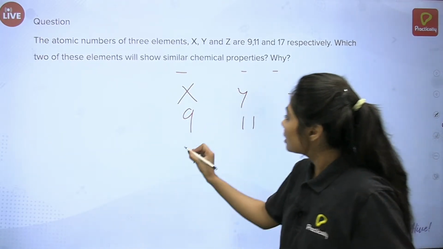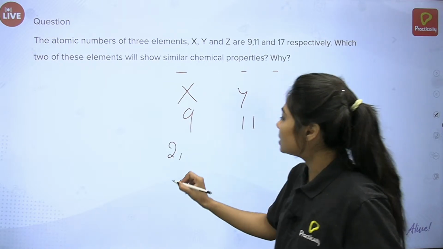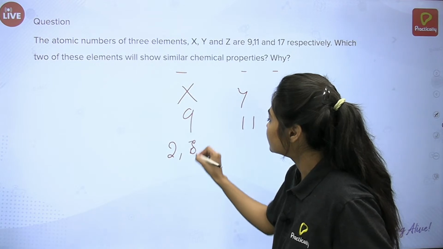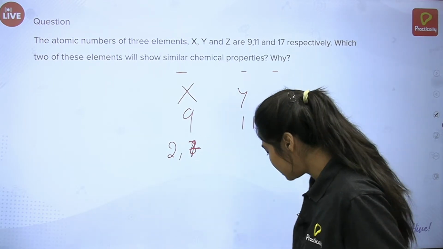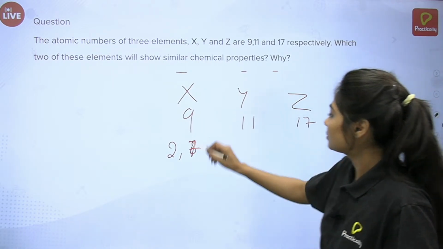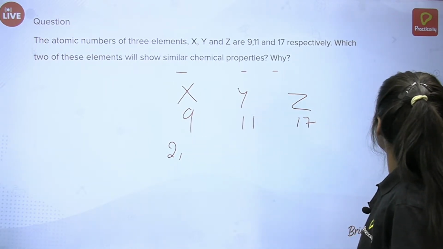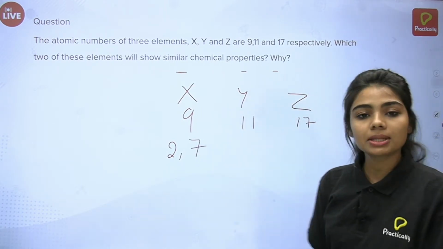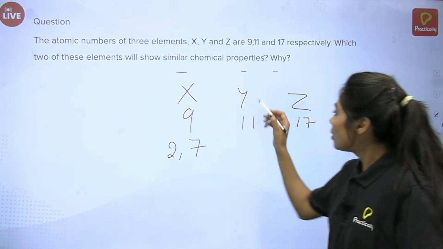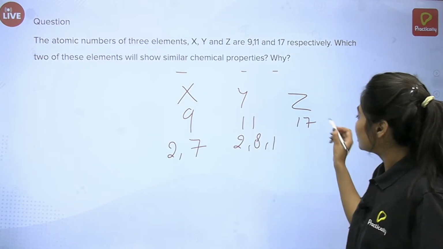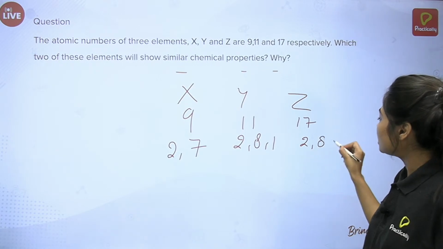So if I write the electronic arrangement, it is 2, 7. It will be the electronic configuration for X. What about Y? 2, 8, 1. And here, 2, 8, 7.